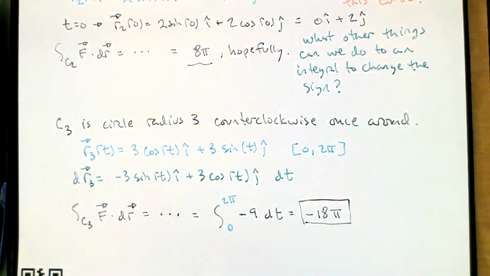Before we had 4 times the length of the interval, or -4 times length of the interval. Now we have -9 times length of the interval. We change all those previous 2's to 3's. Instead of a -4 in our integral, we'll have a -9 in our integral.